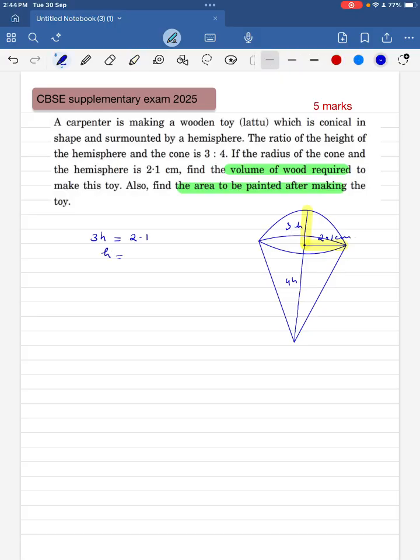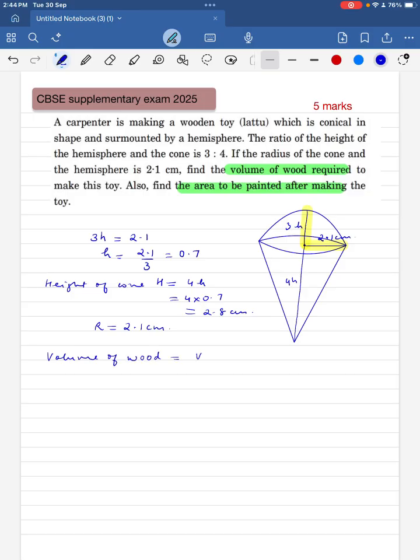So from this I can find the value of h as 2.1 by 3, which is equal to 0.7 centimeters, which means the height of the cone, I'm taking as capital H, becomes equal to 4 times small h, which is 4 into 0.7, and that's equal to 2.8 centimeters. Now the radius we know of both is 2.1 centimeters. So now we need to find the volume of wood.